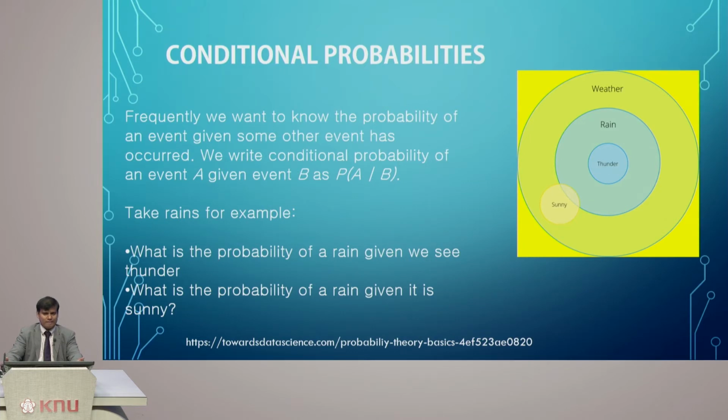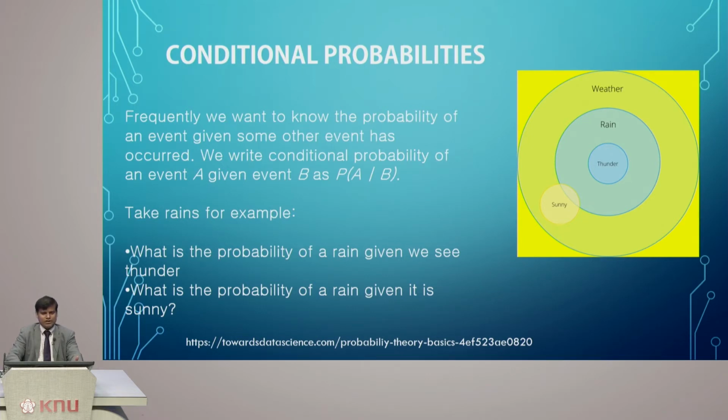As you can see, the probability of rain given we see thunder is almost 1. Whenever there is thunder, it seems that it's raining. And the probability of rain given it's sunny, again it's not that likely, but you can see there is a very slim chance for the weather to be sunny when it's raining.